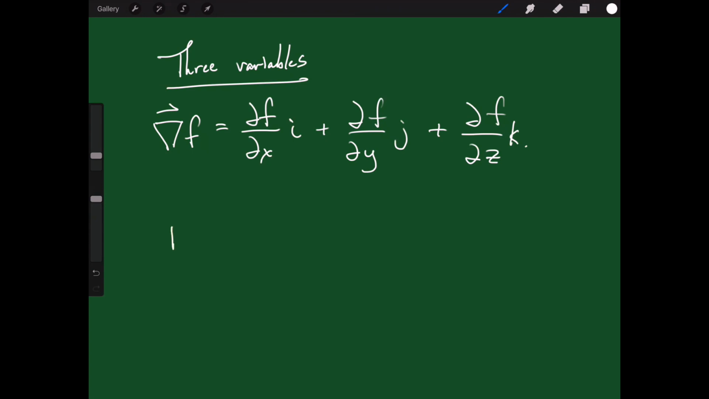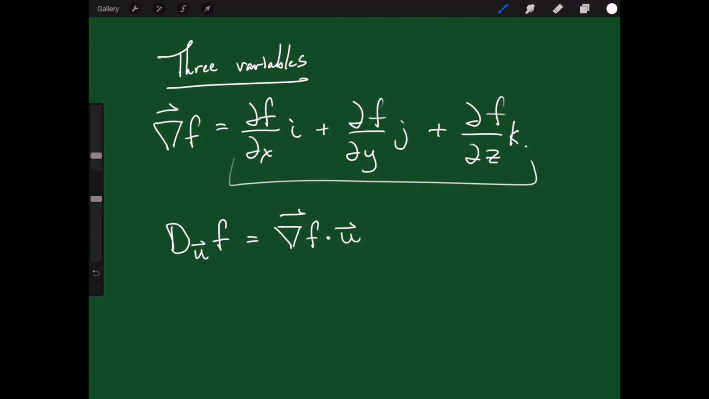And still, even in 3 variables, if you have a unit vector pointing in a certain direction and you want to take the directional derivative with respect to that unit vector, then you're still just going to take the gradient of f, but of course, the gradient of f now is in 3 variables, dot product with that unit vector, which now is in 3 directions. Okay, so everything remains the same. You just add in that 3rd direction. Okay, that gives you everything you need.